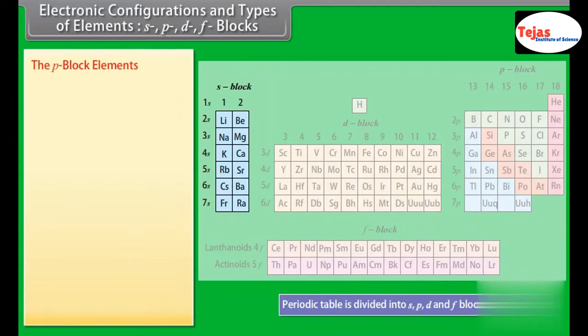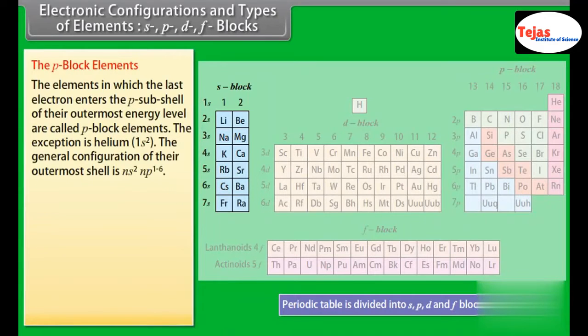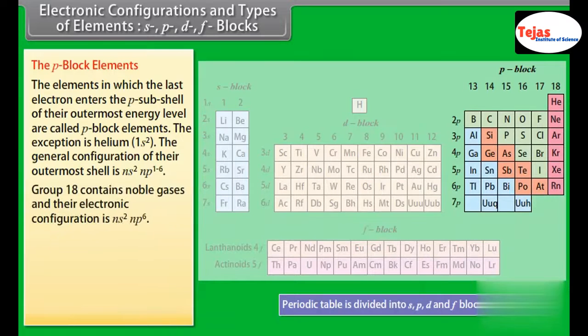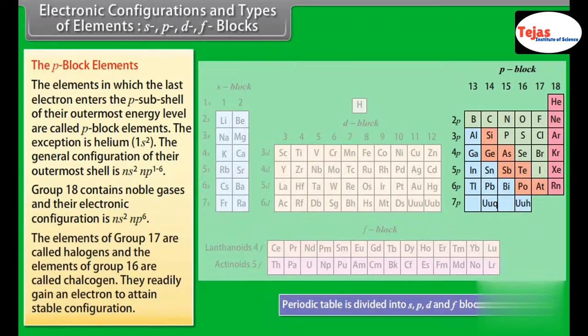The p block elements. The elements in which the last electron enters the p subshell of their outermost energy level are called p block elements. The exception is helium. The general configuration of their outermost shell is given. Group 18 contains noble gases and their electronic configuration is given. The elements of group 17 are called halogens and the elements of group 16 are called chalcogens.